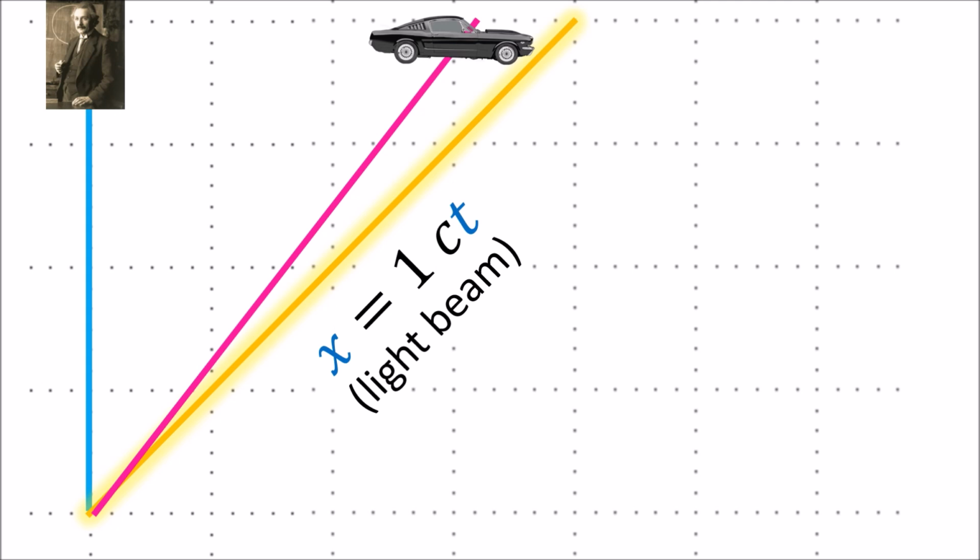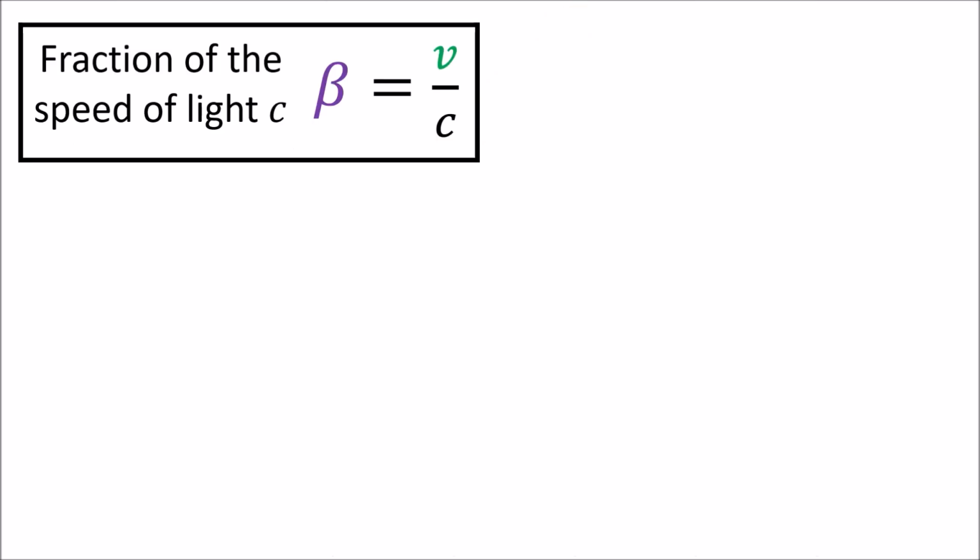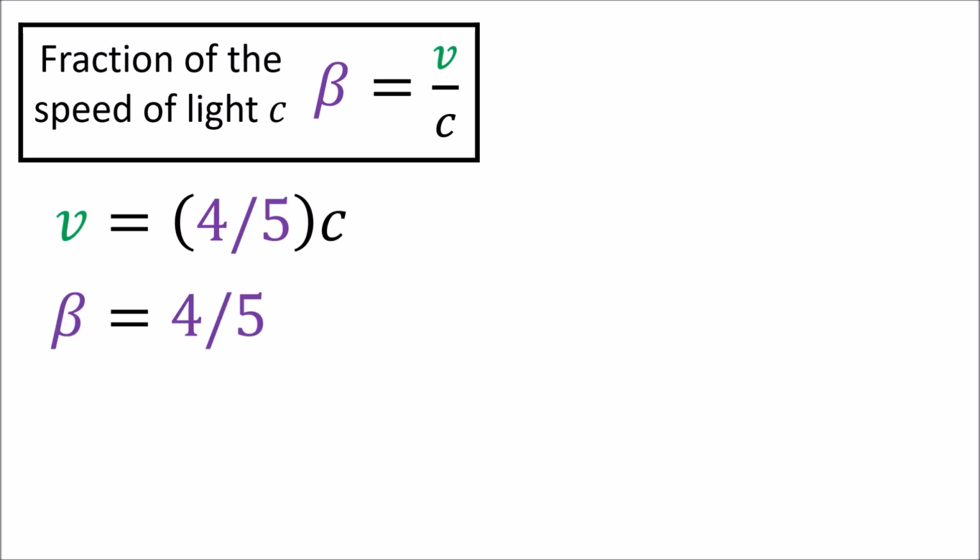Let's see how this plays out geometrically using an example where Einstein is standing still and a car is traveling off to the right at 4/5 the speed of light. We know that the beta coefficient is just the fraction of the speed of light, v over c, so the beta coefficient is just 4/5.